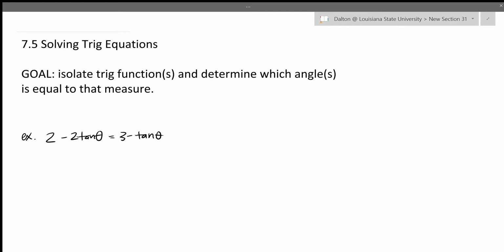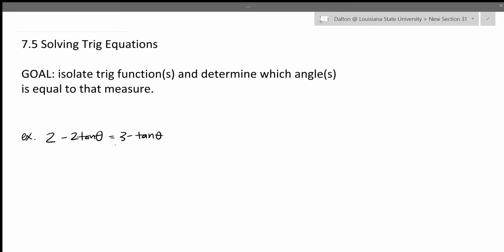So again, the goal is to isolate your trig function, in addition to isolating your variable. The variable here is technically theta, but we want to isolate the trig function first, and I'll explain why. We can use inverse operations. Now, things to note, you cannot subtract 2 minus 2 is equal to 0 here. Tangent acts as a variable. So this statement is almost the same thing as writing 2 minus 2x. You wouldn't dare subtract 2 minus 2 there, because those are not like terms.